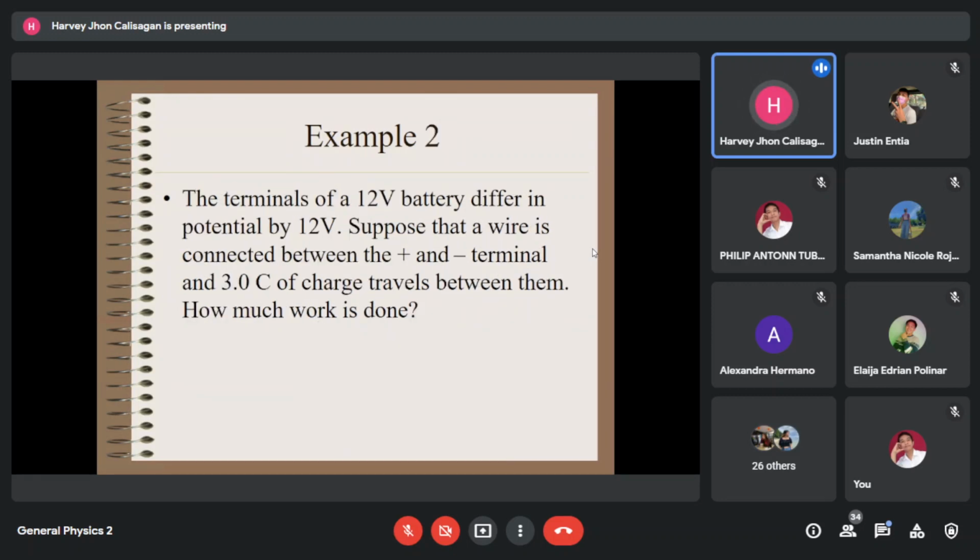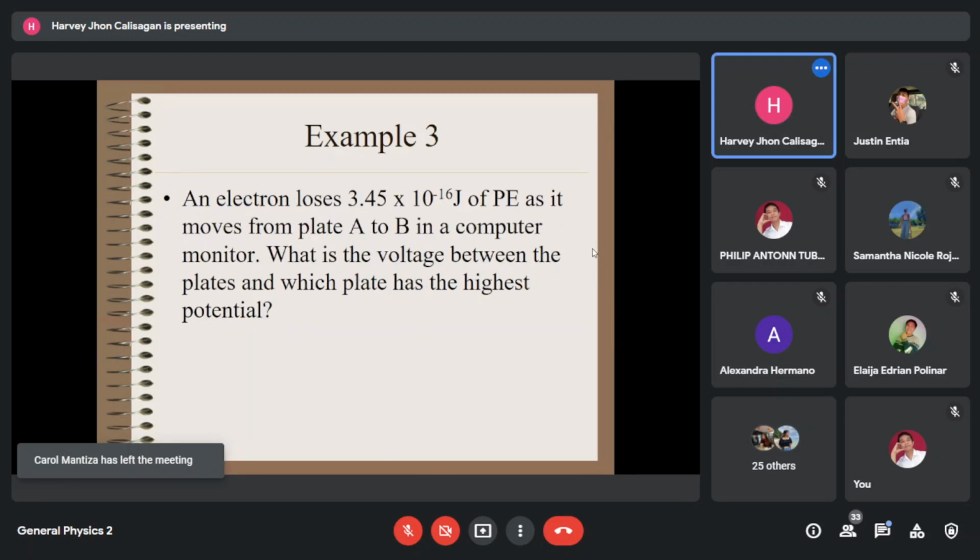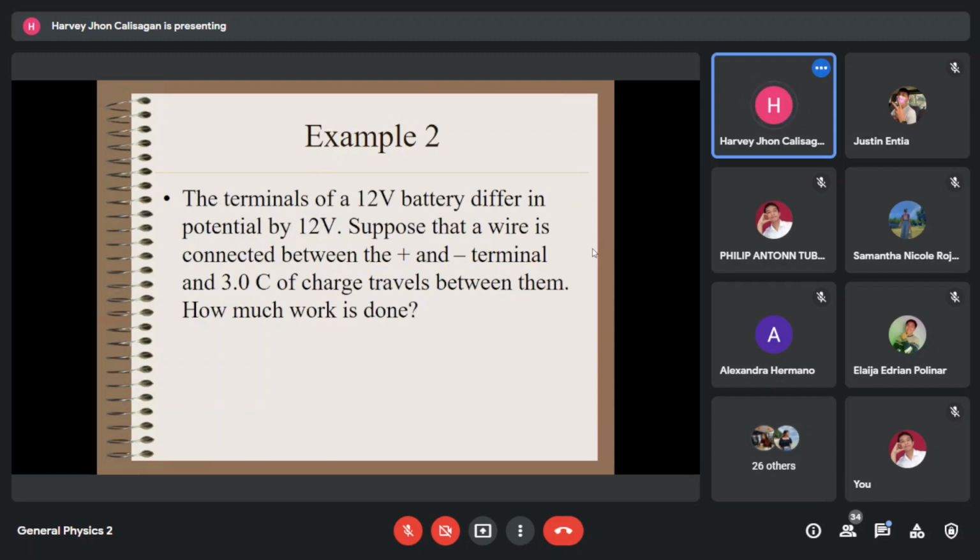And then also example number 2. The terminals of a 12 volt battery differ in potential by 12 volts as well. Suppose that a wire is connected between the positive and negative terminal and 3.0 coulombs of charge travel between them. How much work is done? Okay. And example number 3, an electron loses 3.45 times 10 to the power of negative 16 joules of potential energy as it moves from plate A to B in a computer monitor. What is the voltage between the plates and which plate has the highest potential?